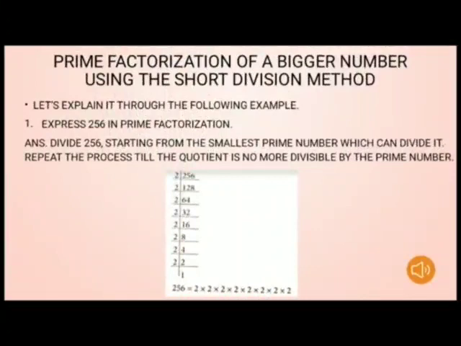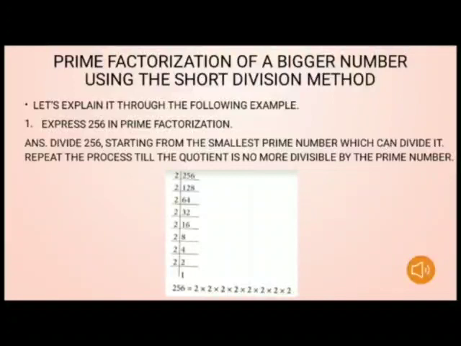Dear students, now let's discuss prime factorization of a bigger number using the short division method. As you can see in the example, we have to express 256 in prime factorization. So what you have to do? Divide 256 starting from the smallest prime number which can divide it. Repeat the process till the quotient is no more divisible by the prime number.